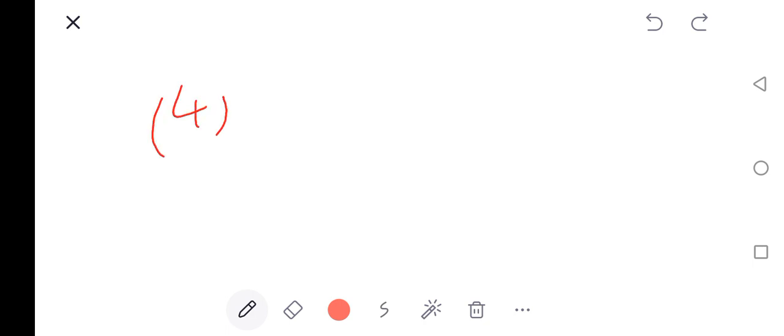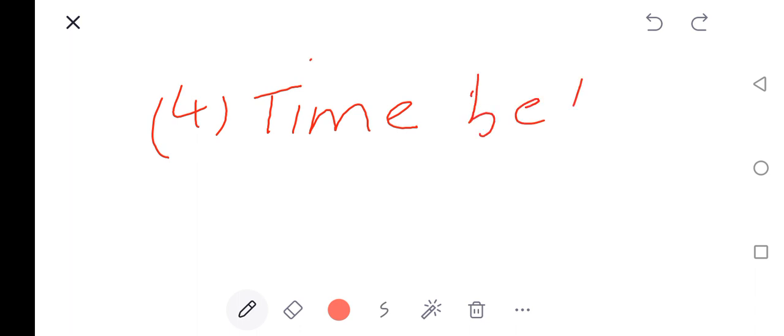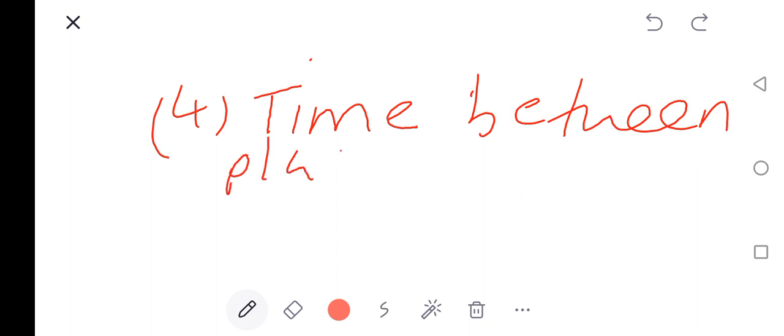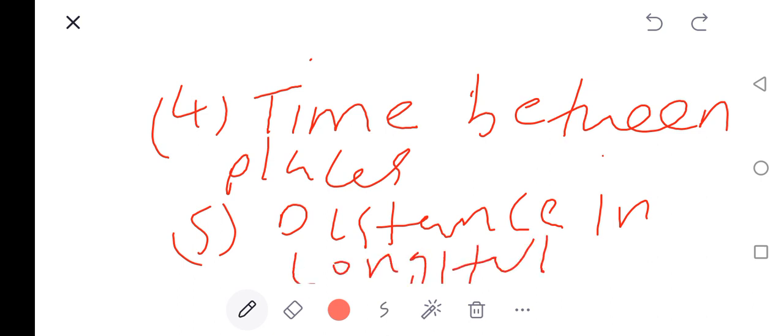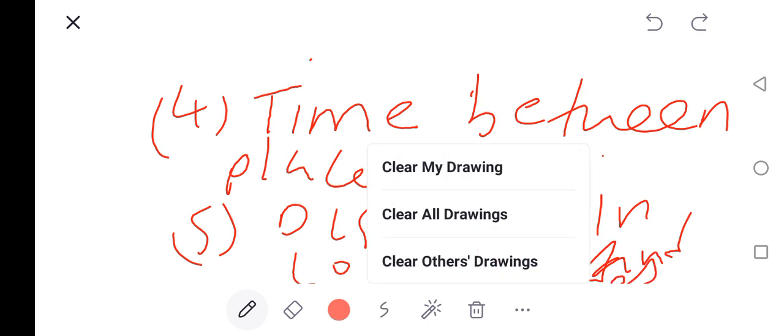The fourth one, finding time between places. Number 5, calculating distance in longitudes and latitudes.